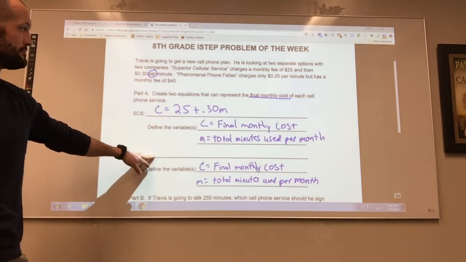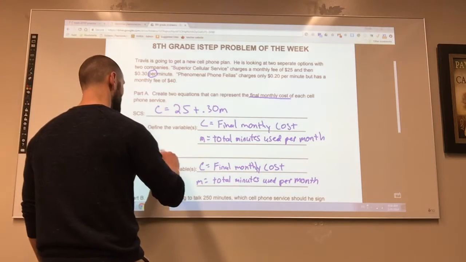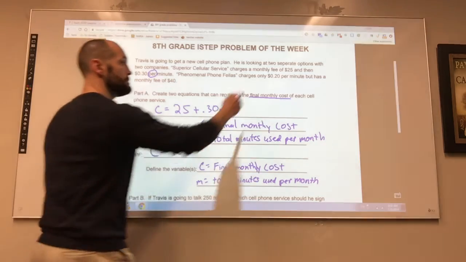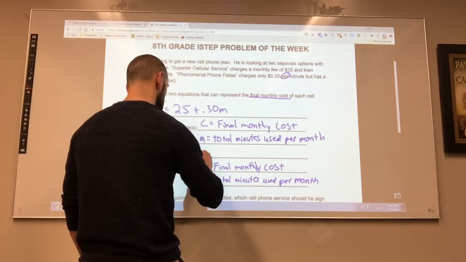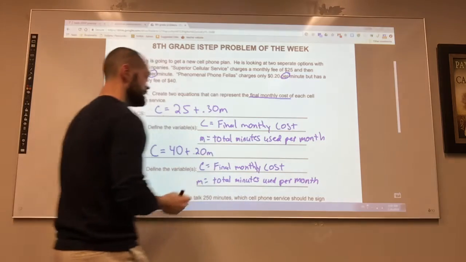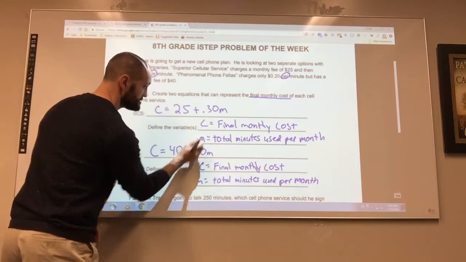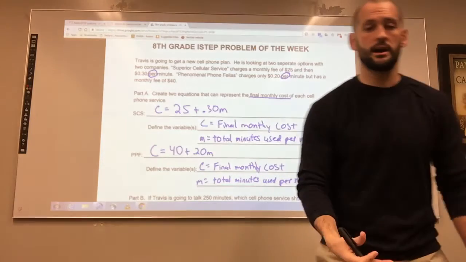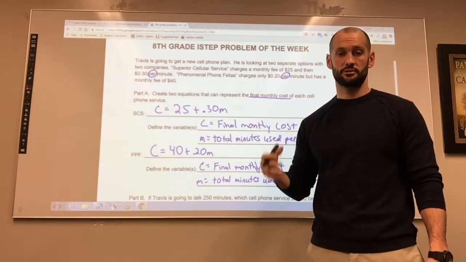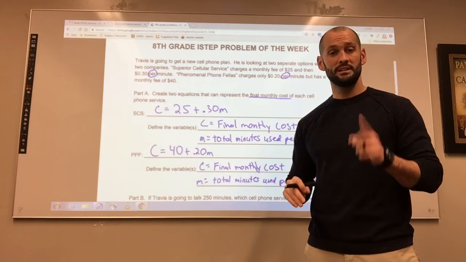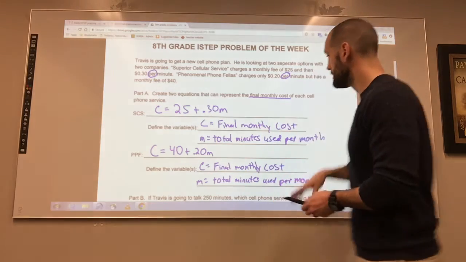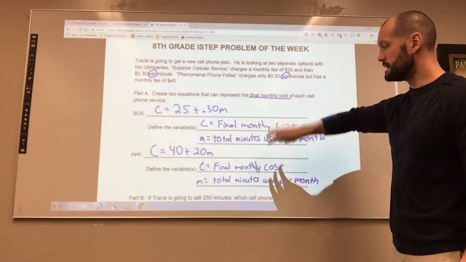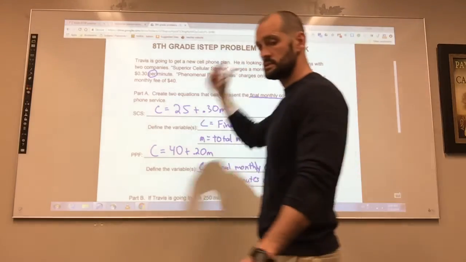Very, very similar for our Phenomenal Phone Fellas. Our cost is found by non-negotiable $40 fee, but then we pay 20 cents per minute. Just making sure you see there's a decimal here. I've seen a couple people when they go through this, they put the decimal, but it's really, really faint, and then when they go to use it for a calculation, they end up multiplying by 30 instead of 0.3. Huge difference, and by the way, you definitely don't want your cell phone service to do that. There's our 2 equations. You need to be able to pull out linear equations from a word problem scenario.